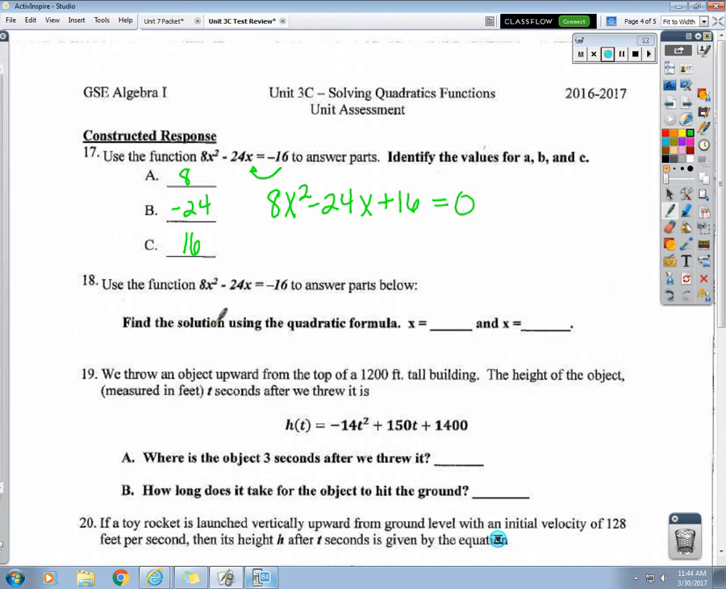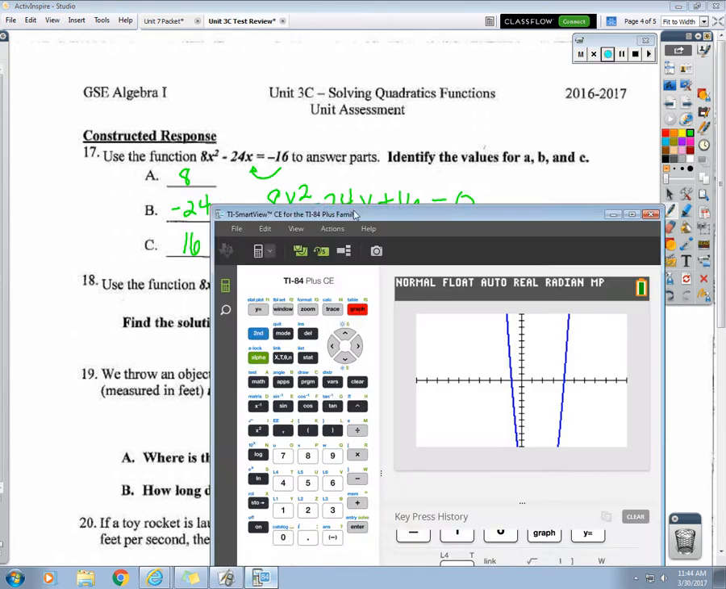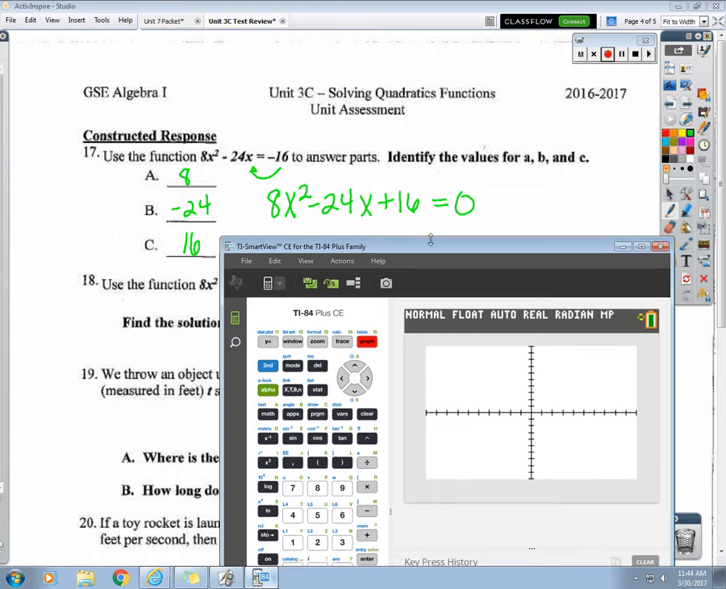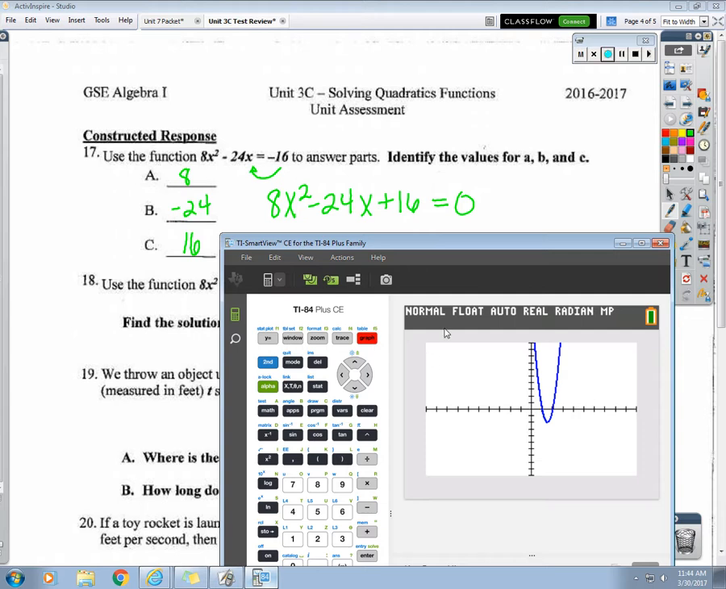Now they want you to take that and do the quadratic formula to find the two solutions. Before you go through all the work of the quadratic formula, what might you try first? Graph it. Okay, so y equals 8x squared minus 24x plus 16. Oh, I graph almost every day in here. Okay, where does it cross?